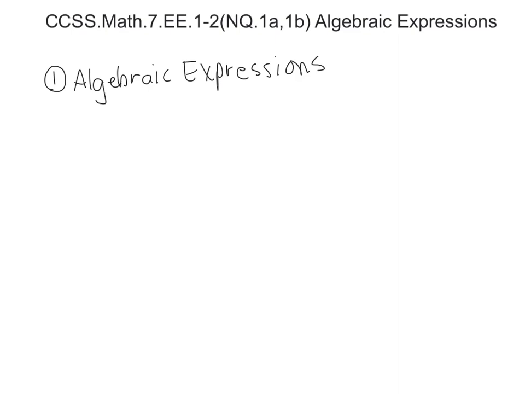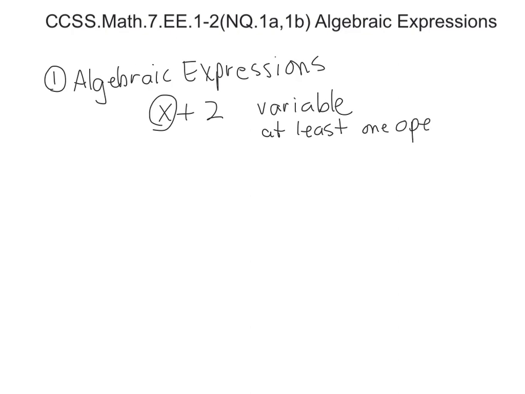Algebra is solving with a variable. And so we could have like x plus 2. All right, so algebraic expressions have a variable. And they have to have at least one operation. So at least one operation. And the operations are add, subtract, multiply, and divide, because that's all we can do in math. And so the operation in this one here would be add.